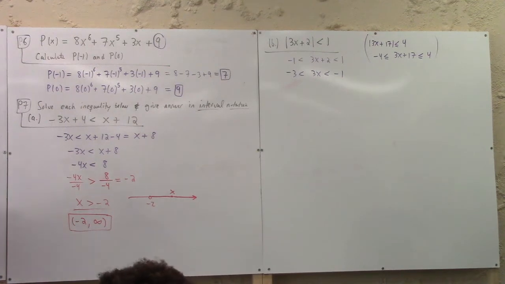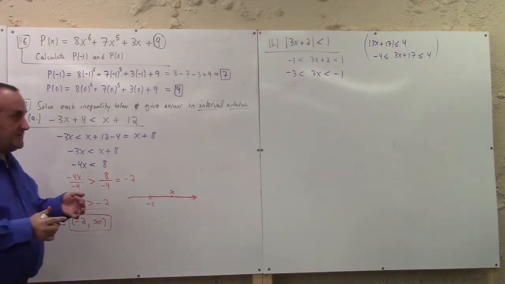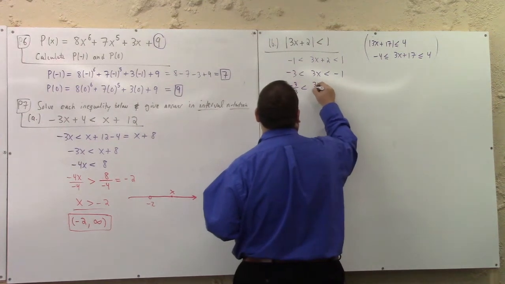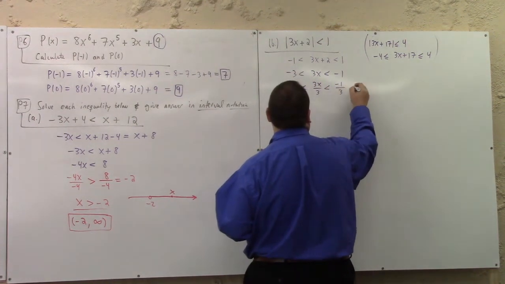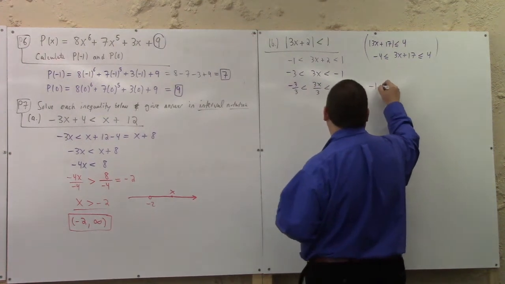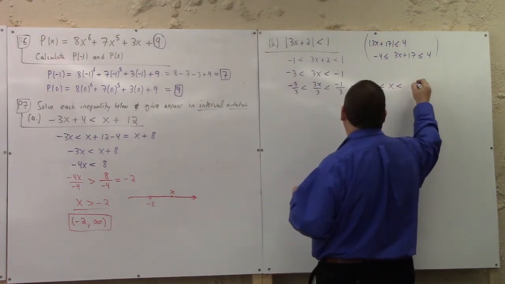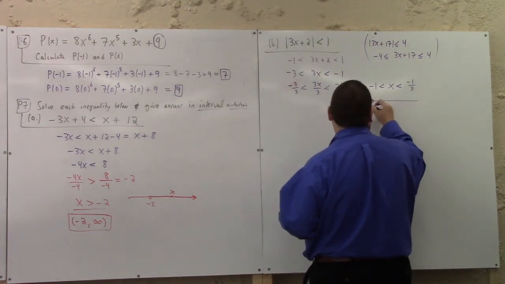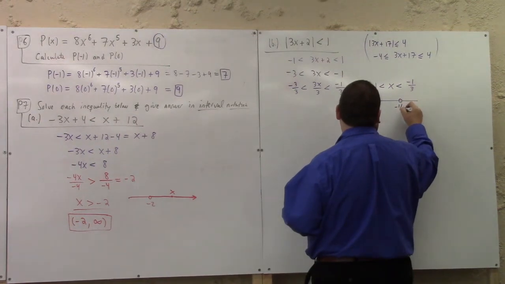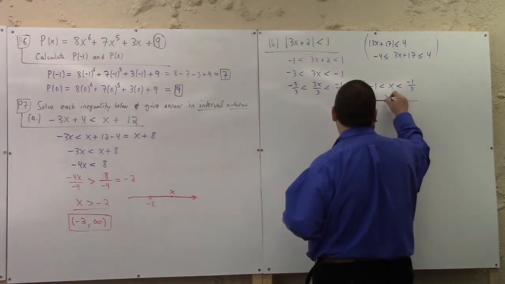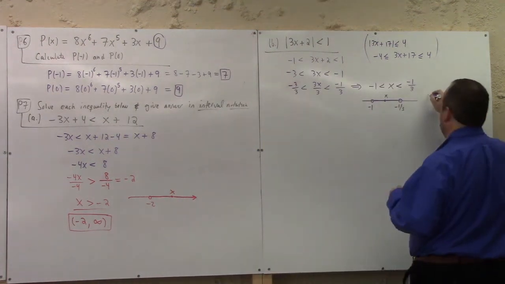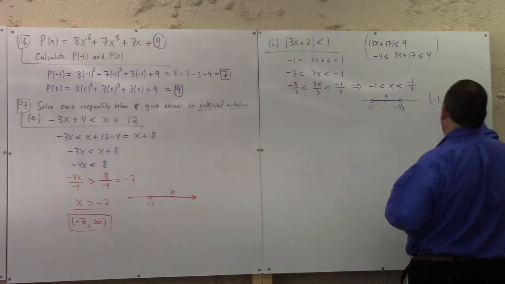And then I can divide by 3. Now 3 is positive, so when you divide by a positive quantity, it doesn't reverse the inequalities. So dividing by 3 gives me -3 over 3 less than 3x over 3 less than -1 over 3, which of course tells me that -1 is less than x is less than -1/3. On a number line, if this is -1 and this is -1/3, x is up in here somewhere. So the answer is -1 to -1/3.